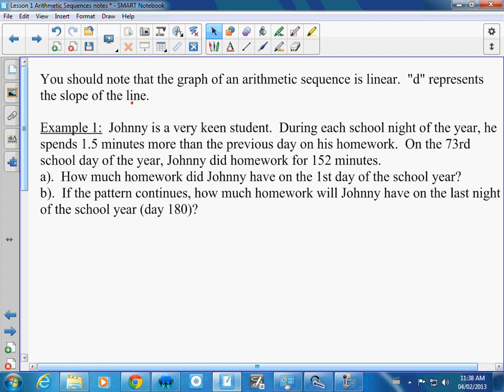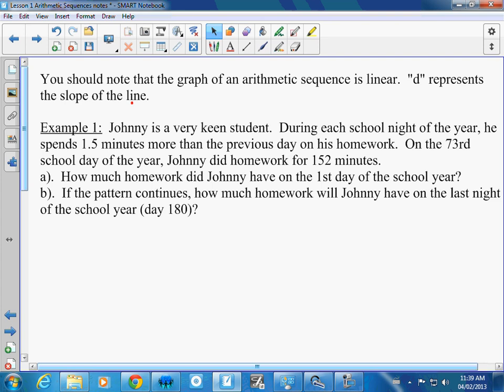Whew. Keen. Okay. So what we want to do, on the 73rd day of the school year, he did homework for how long? 152 minutes. So 73, way down the line, the 73rd day, he did 152 minutes. What we want to find out is that first day, how much homework did he do? How much studying did he do? So what are we looking for? We're looking for T1. Okay.